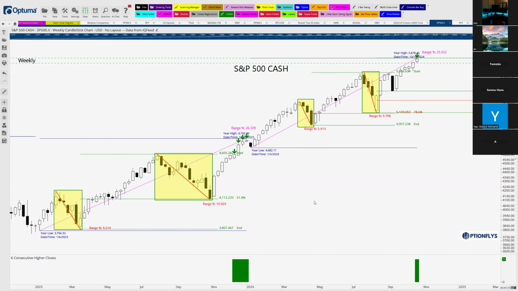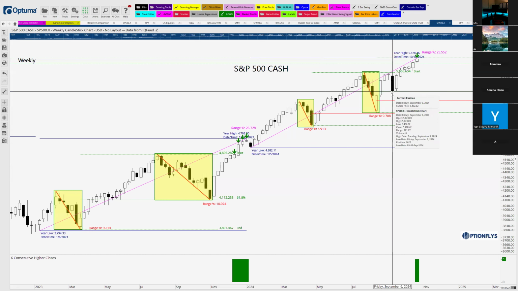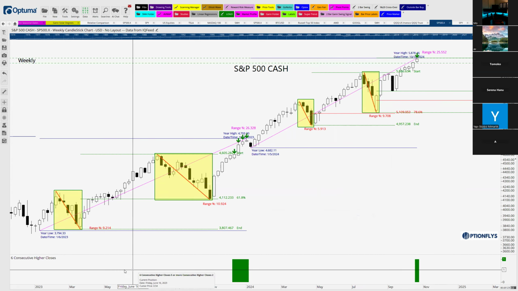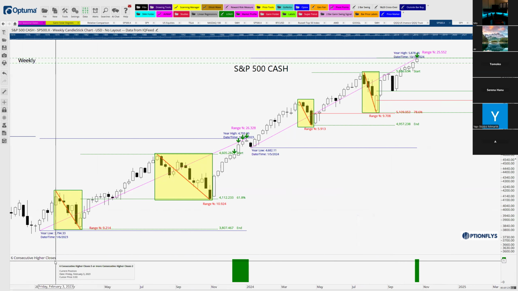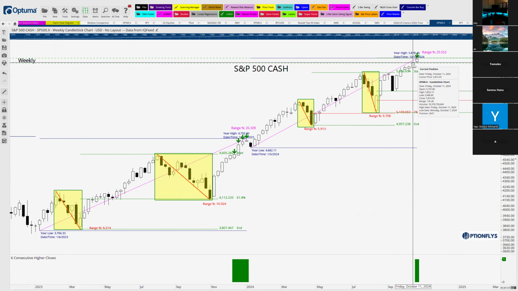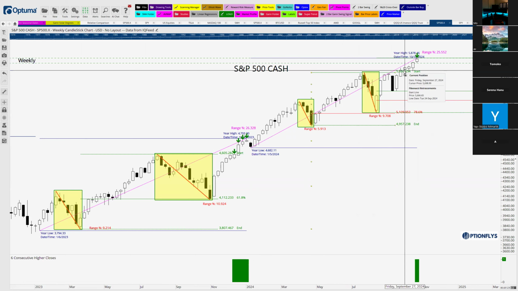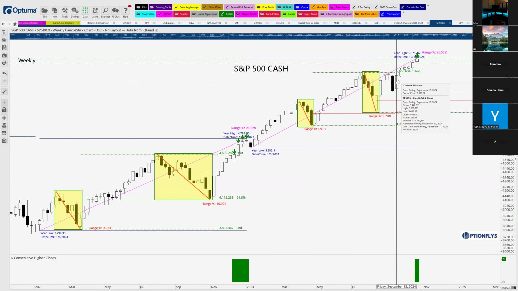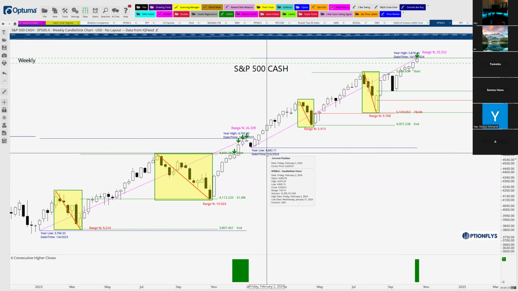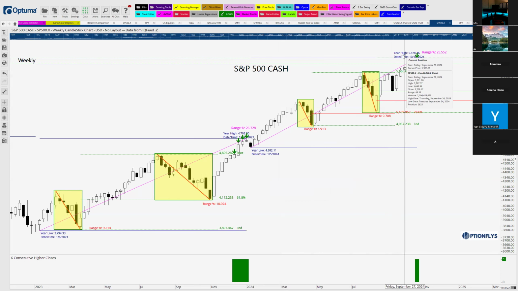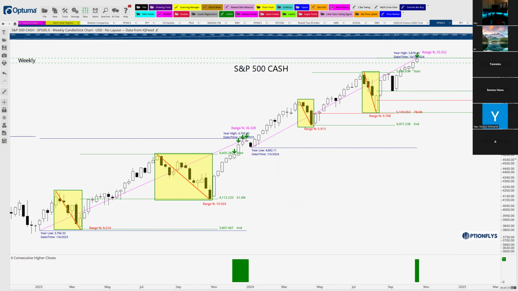So this is the weekly chart of the S&P. We're not looking at the monthly; we looked at them before. So what do we have here now? We have six higher closes. One, two, three, four, five, six. This is the year low. This is the year high right up there. Clean this thing up here.